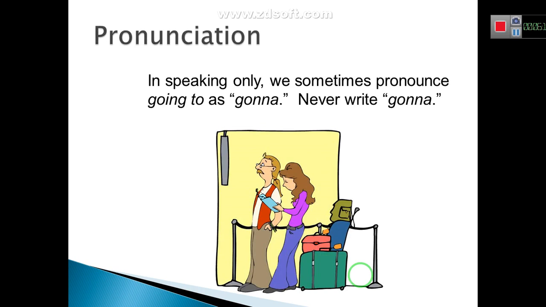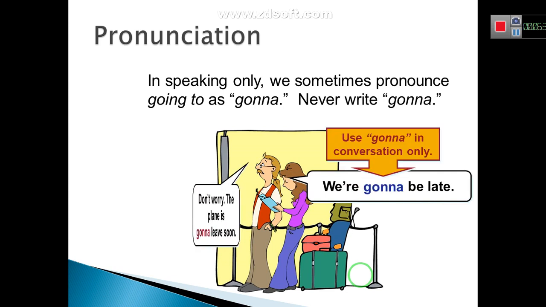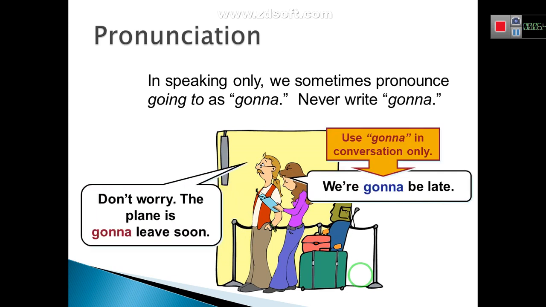Guys, I'm gonna talk about one small point for you for the pronunciation part. In speaking, only in speaking, don't forget. We sometimes pronounce going to as gonna, but never write gonna, never. You are gonna pronounce it as gonna in speaking, but you don't have to write it. We are gonna be late. We can't write like that. Use gonna in conversation only. Don't worry, the plane is gonna leave soon. Again, don't use gonna. We have to use going to.